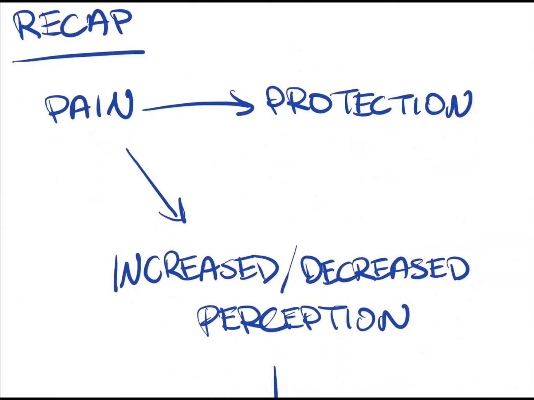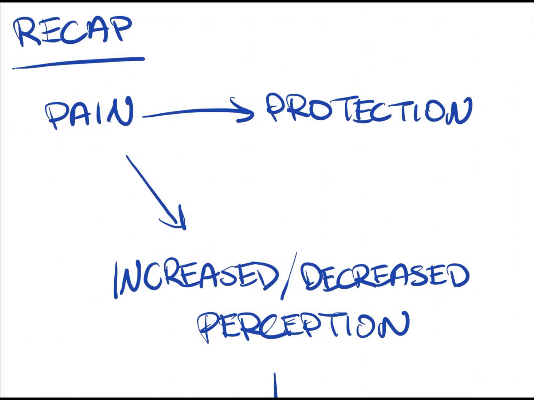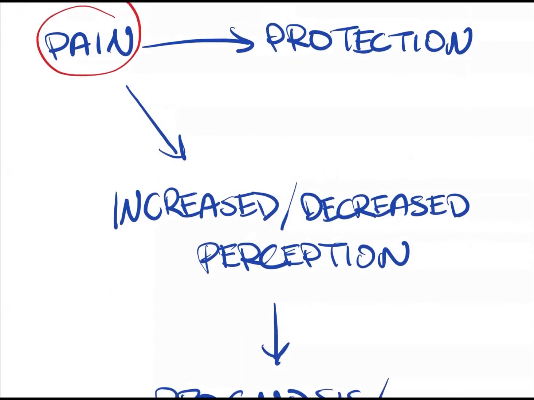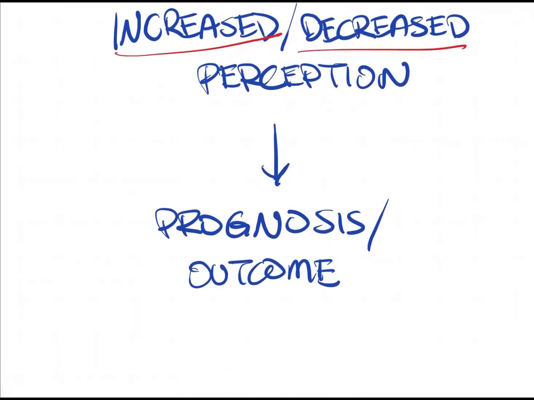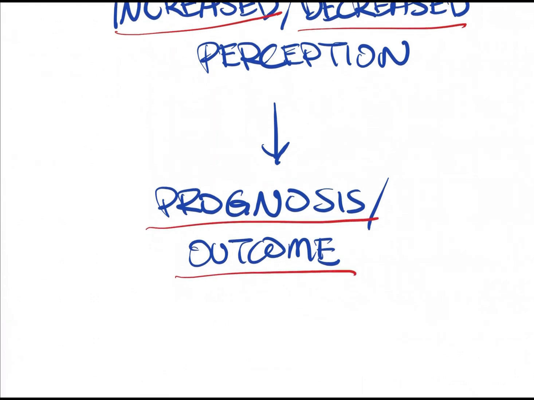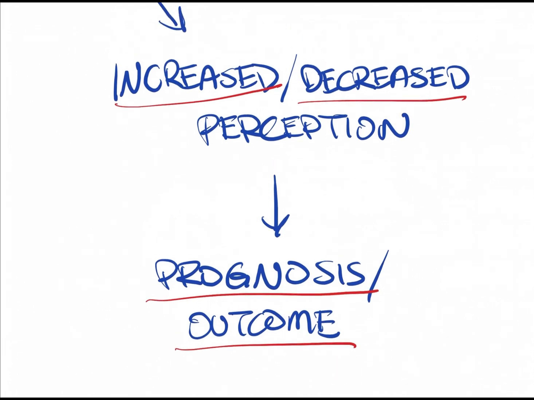So just to recap real quick what we talked about today. Of course, we're starting with pain. Pain has a natural response, which is to protect what's going on. And then, as we talked about earlier, we have the increased and the decreased perception that the body can feel based on the changes in the nervous system. And based on how the nervous system reacts, we can get a different prognosis or outcome. Prognosis basically just means outcome. And yeah, that's actually all I want to talk about in this video.